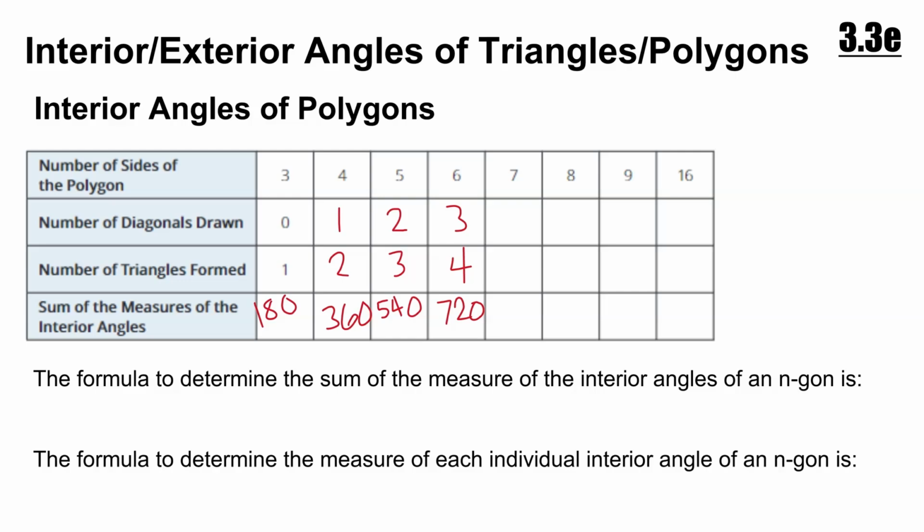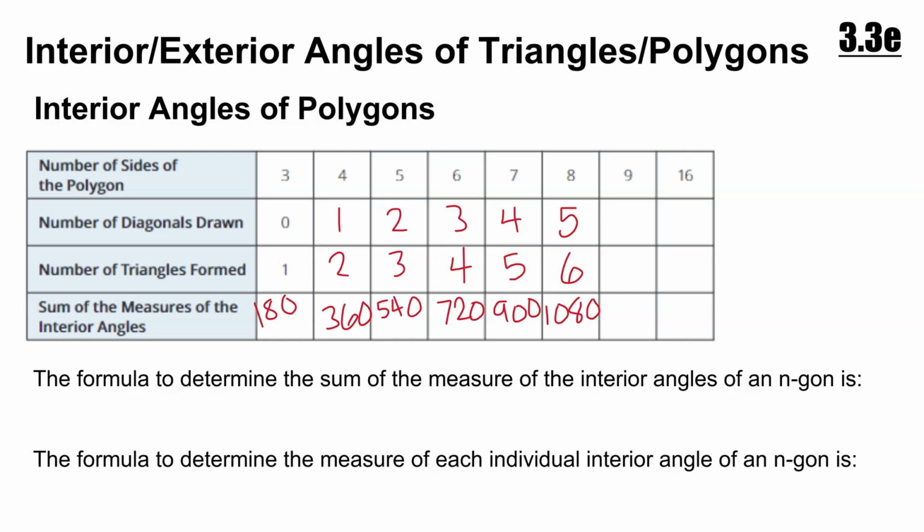In a seven-sided polygon, also known as a heptagon, four diagonals can be drawn. There are five triangles, and the sum of the measures of the interior angles is 900 degrees. In an eight-sided polygon, also known as an octagon, five diagonals can be drawn. There are six triangles, and the sum of the measures of the interior angles is 1,080 degrees.